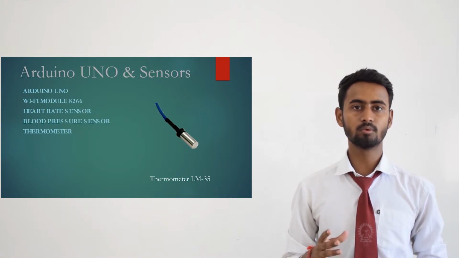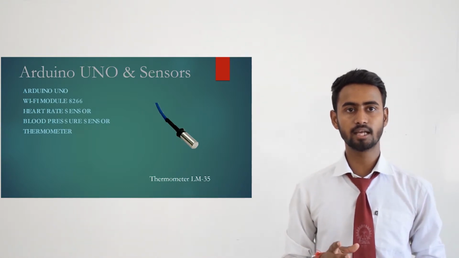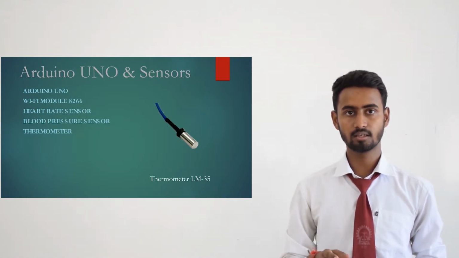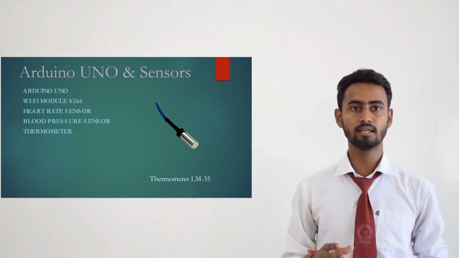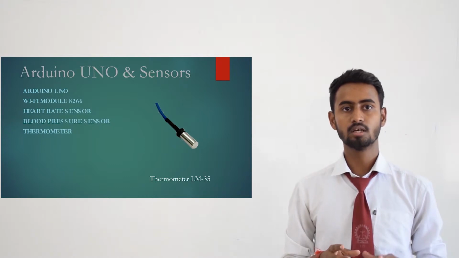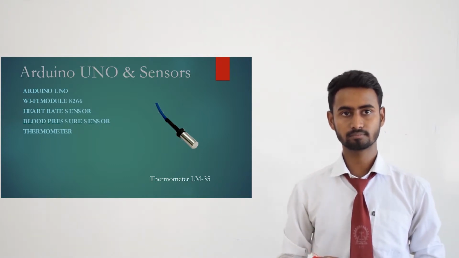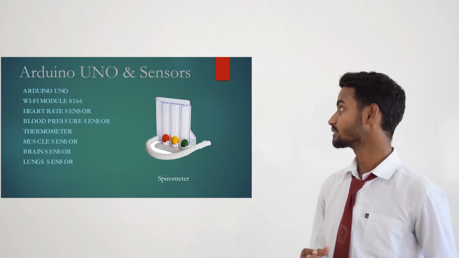The average normal body temperature is generally accepted as 98 degrees Fahrenheit or 37 degrees centigrade. Its accuracy is very high. The error value is approximately plus or minus 0.1. Now come to the next sensor, the lung sensor.